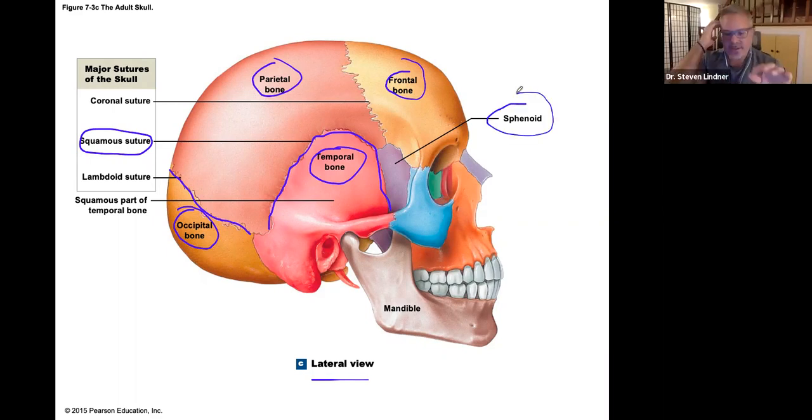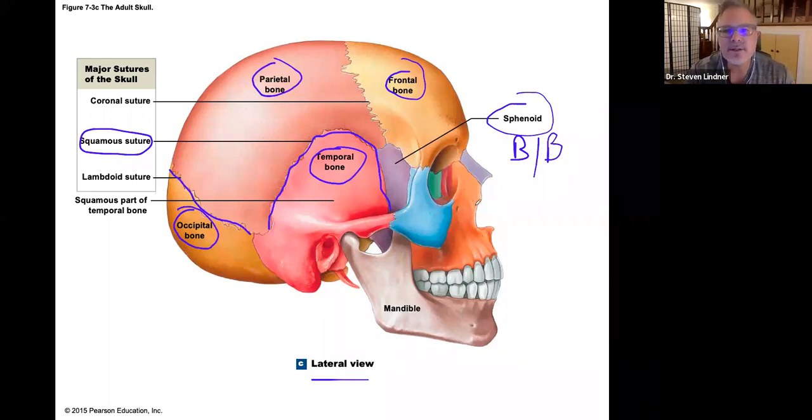Whenever you hear the word sphenoid, you automatically think butterfly. When I say sphenoid, you think butterfly or bat. Just think of the wings of a butterfly or the wings of a bat. You'll see why that will be important shortly.